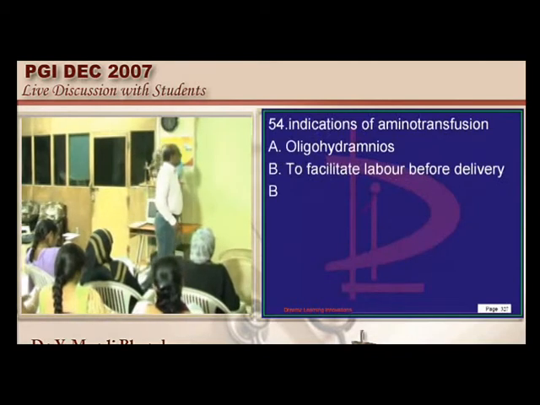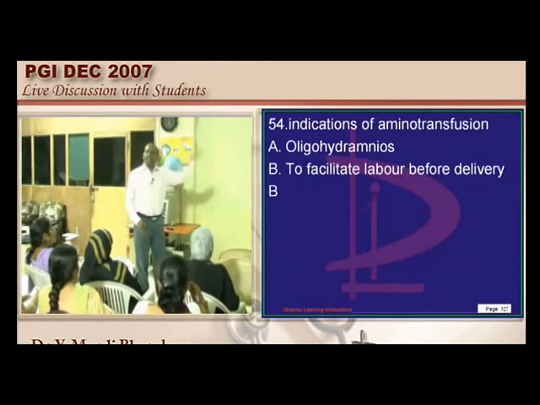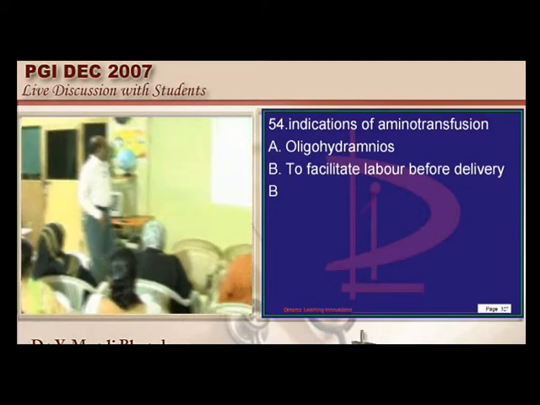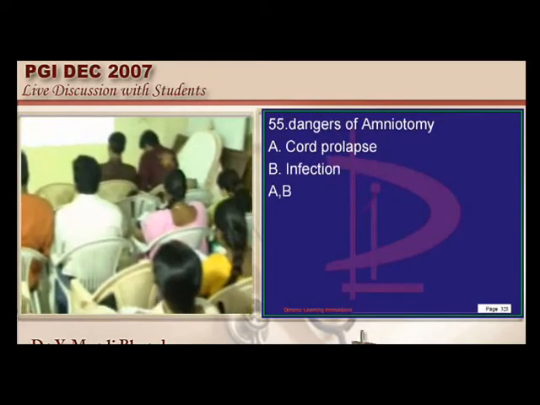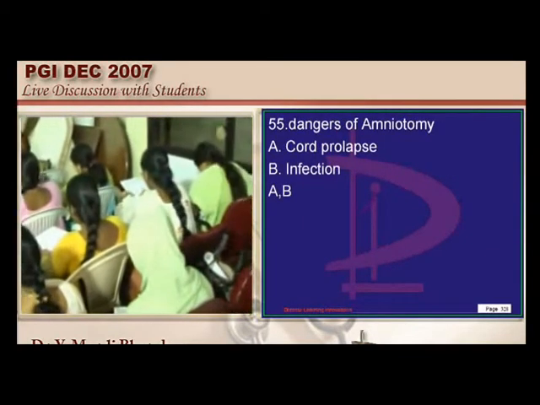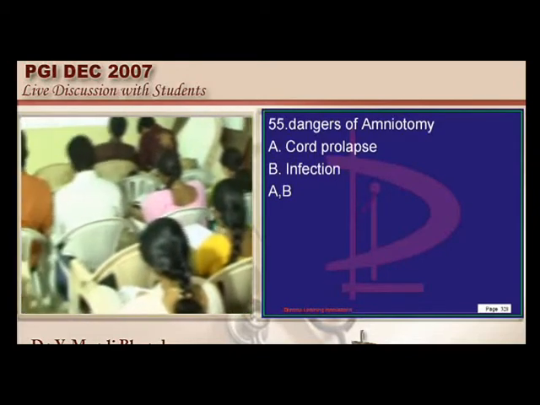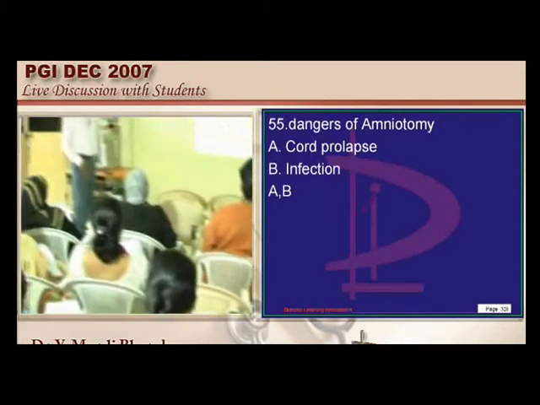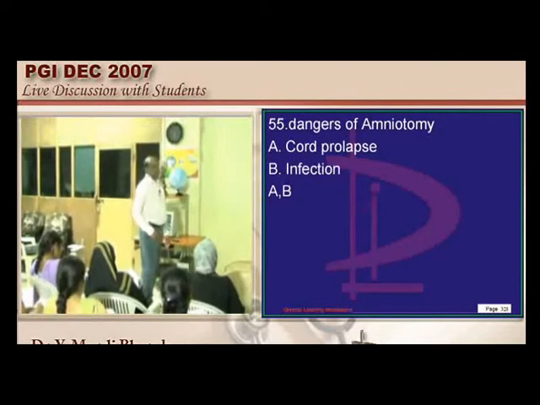Now, amniotomy, what are the indications? That is basically in order to hasten the labor during delivery. If you do the amniotomy, it can spread infection and lead to amnionitis, and cord prolapse also is one of the important risk factors.